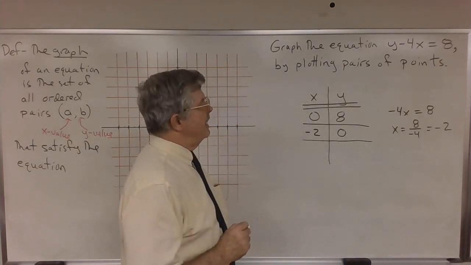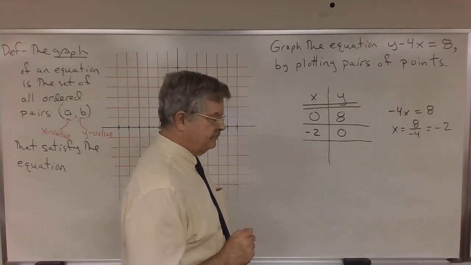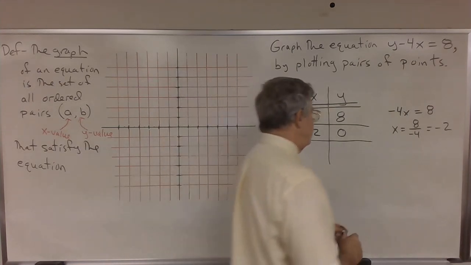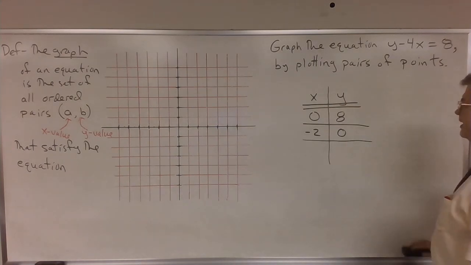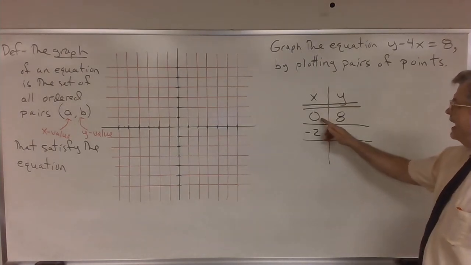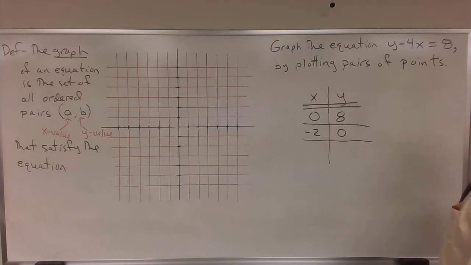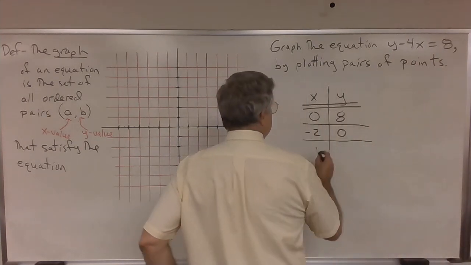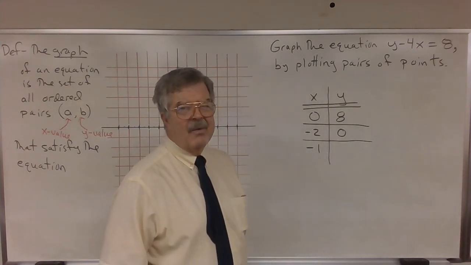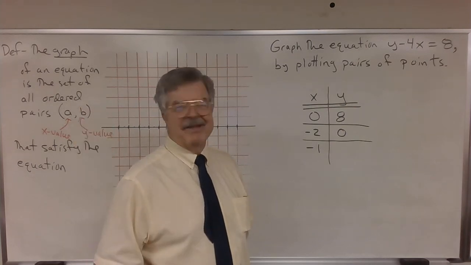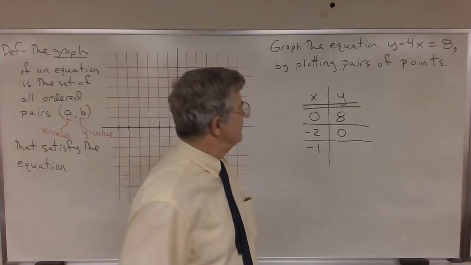And we should probably take one other point. Now the easy cases are gone. X equals 0, y equals 0. For lack of anything better, let's say x equals negative 1. Why negative 1? Well, it's late and I can't think, and that's the only thing that came to mind.